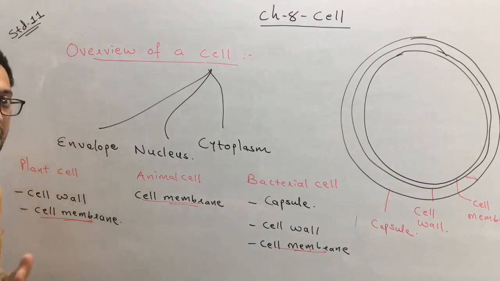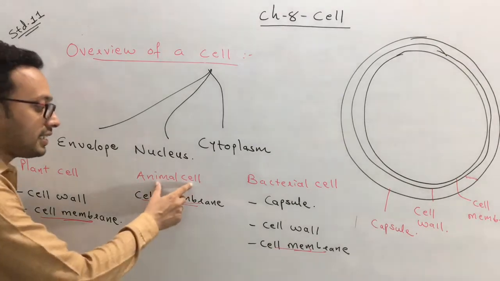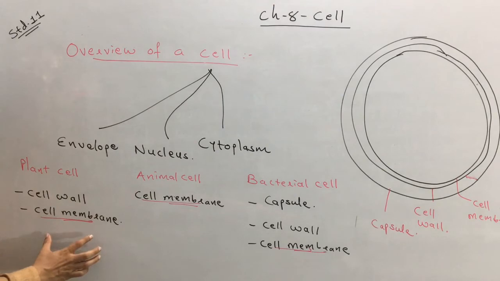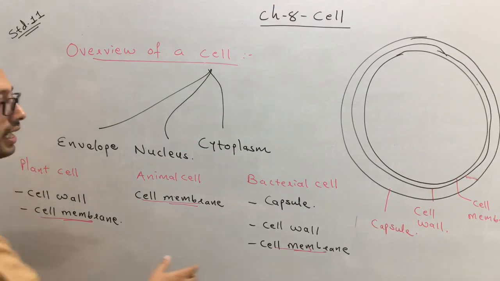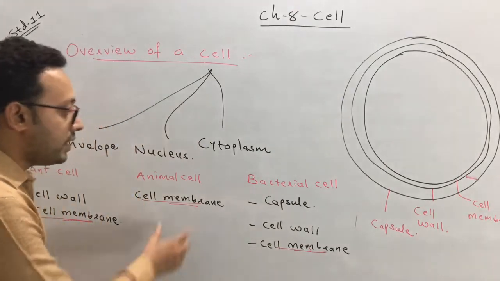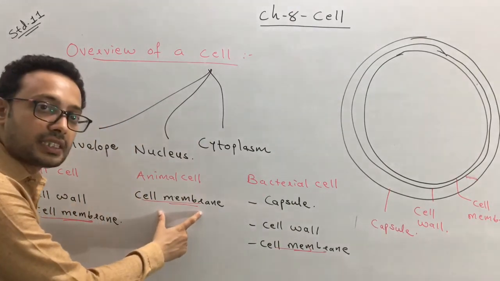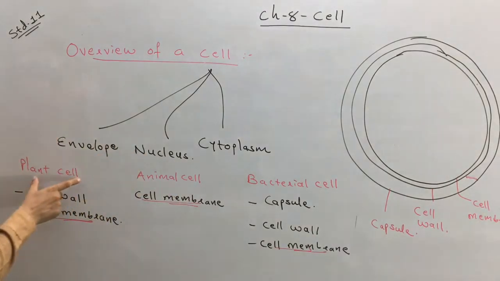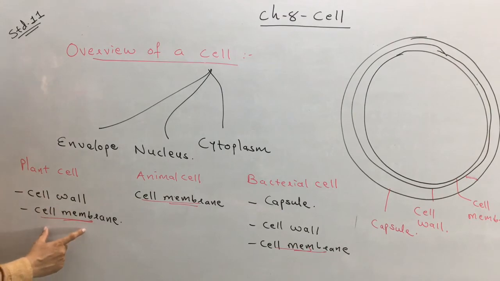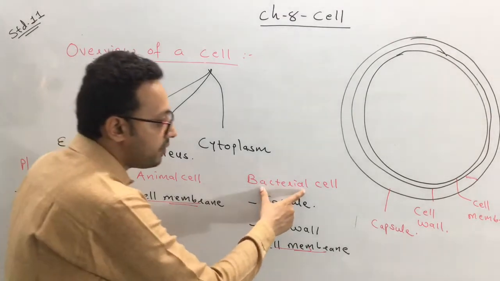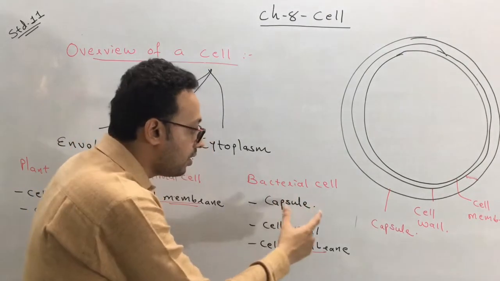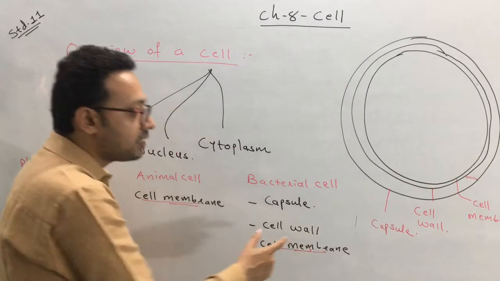Okay, I again repeat in brief. Animal cell has only one layer or one envelope. Plant cell has two envelopes surrounding it, and the bacterial cell has three envelopes surrounding it. Which envelope surrounds an animal cell? Cell membrane. Which envelope surrounds a plant cell? The outer is cell wall and the inner is cell membrane. And which envelope surrounds a bacterial cell? The outermost one is capsule, middle is cell wall, innermost is cell membrane.